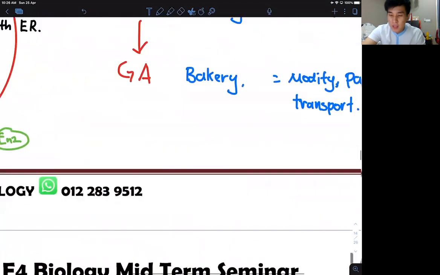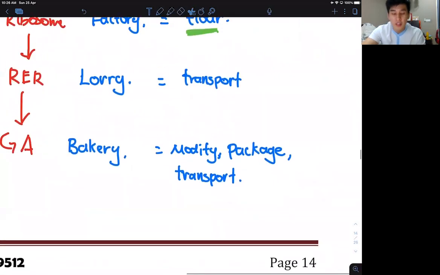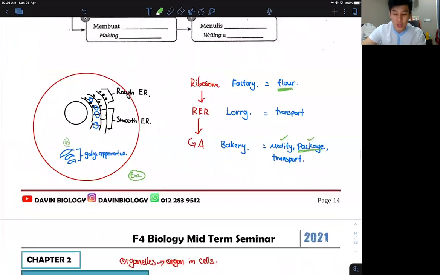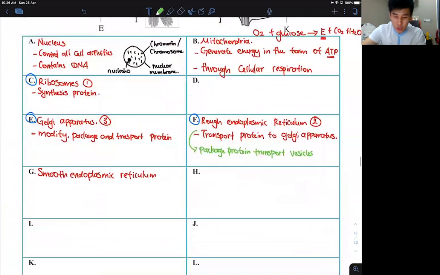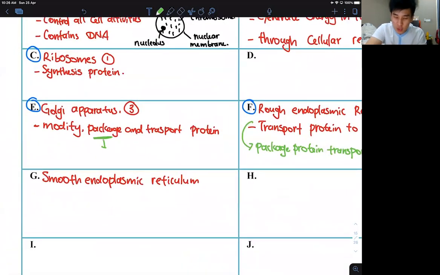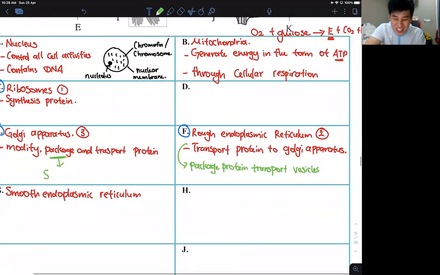Now, same thing with the Golgi apparatus. After I modify it already into whatever thing I want to modify, let's say enzyme, I also need to package it one more time here. So here, I will package it into another kind of vesicle, called a secretory vesicle.